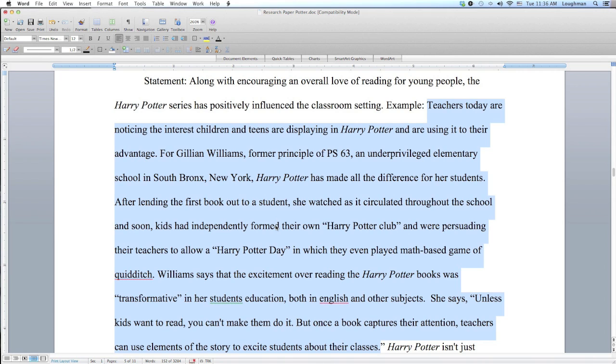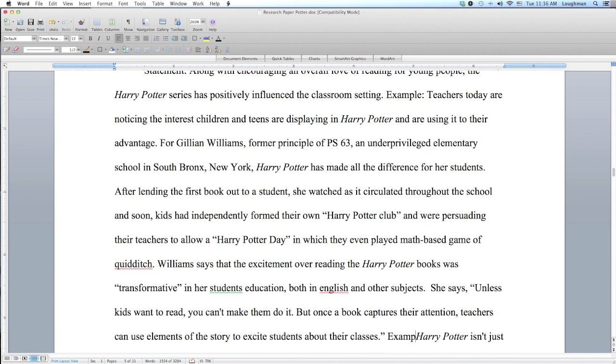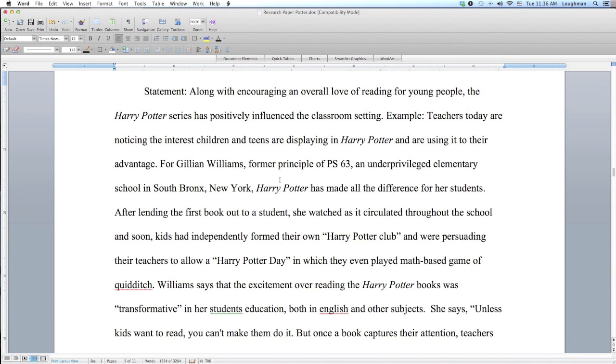But this is a good writer. This is the research paper. She ended up doing very well. It's a very good writer. She's able to manipulate it a little bit. But this is all what she got from an outside source. So this is the example. Now, in her explanation, she is going to try to tie this example into this idea, positively influence the classroom setting.